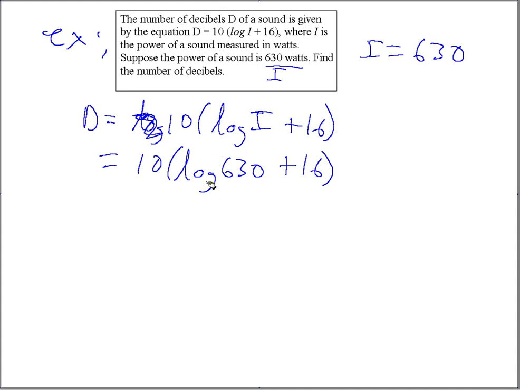So let's take a look at this solution from the calculator then. 10 times, if I punch in the calculator, the log of 630, plus 16. So this is roughly 18.8 on my calculator. So this is going to be 188. If the power of the sound is 630 watts, the decibel measurement of the sound is going to be 188 decibels.